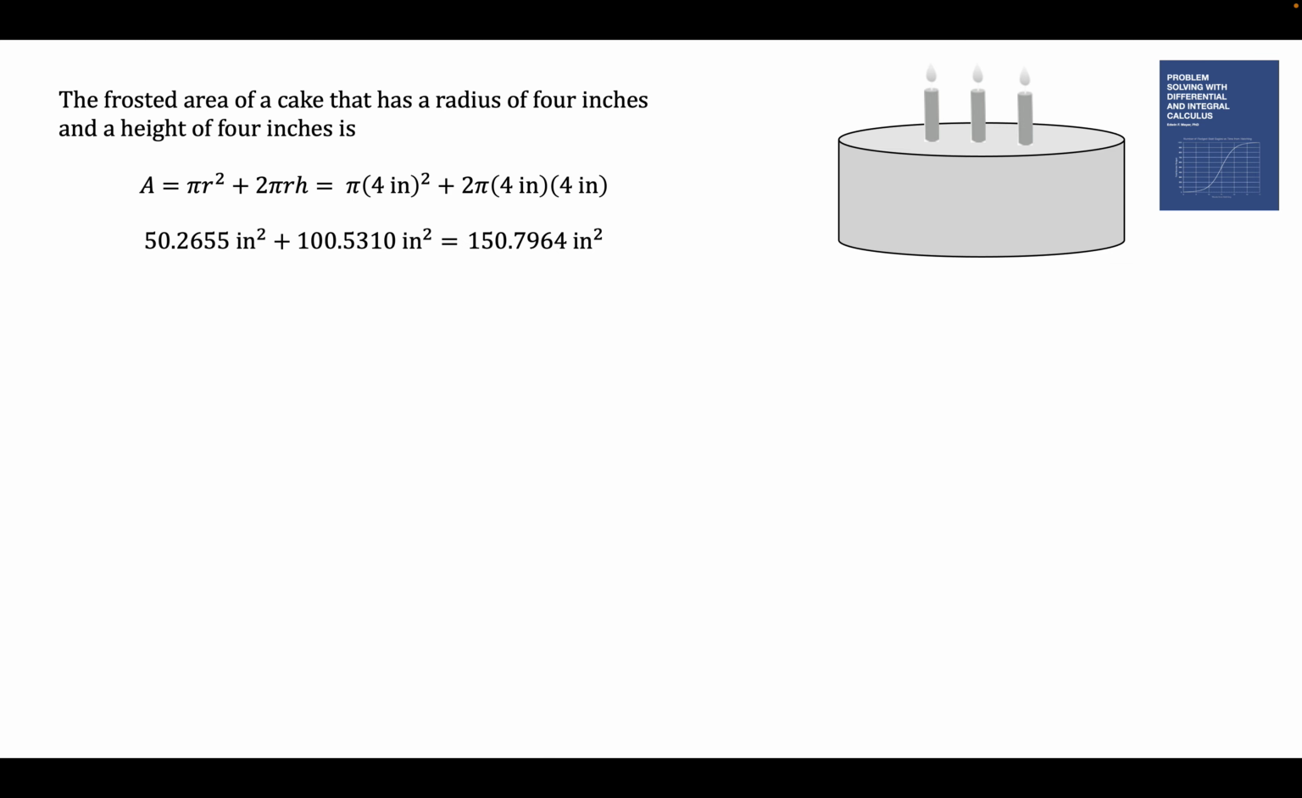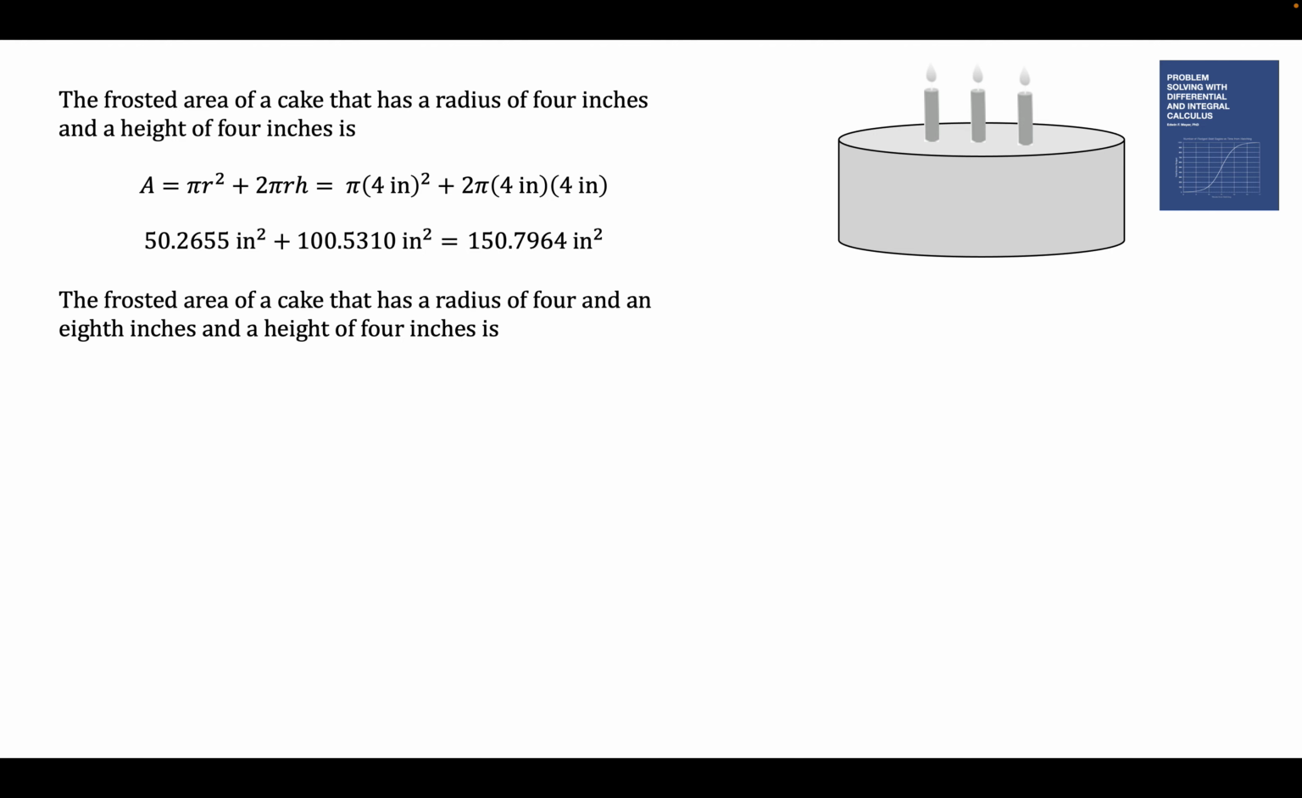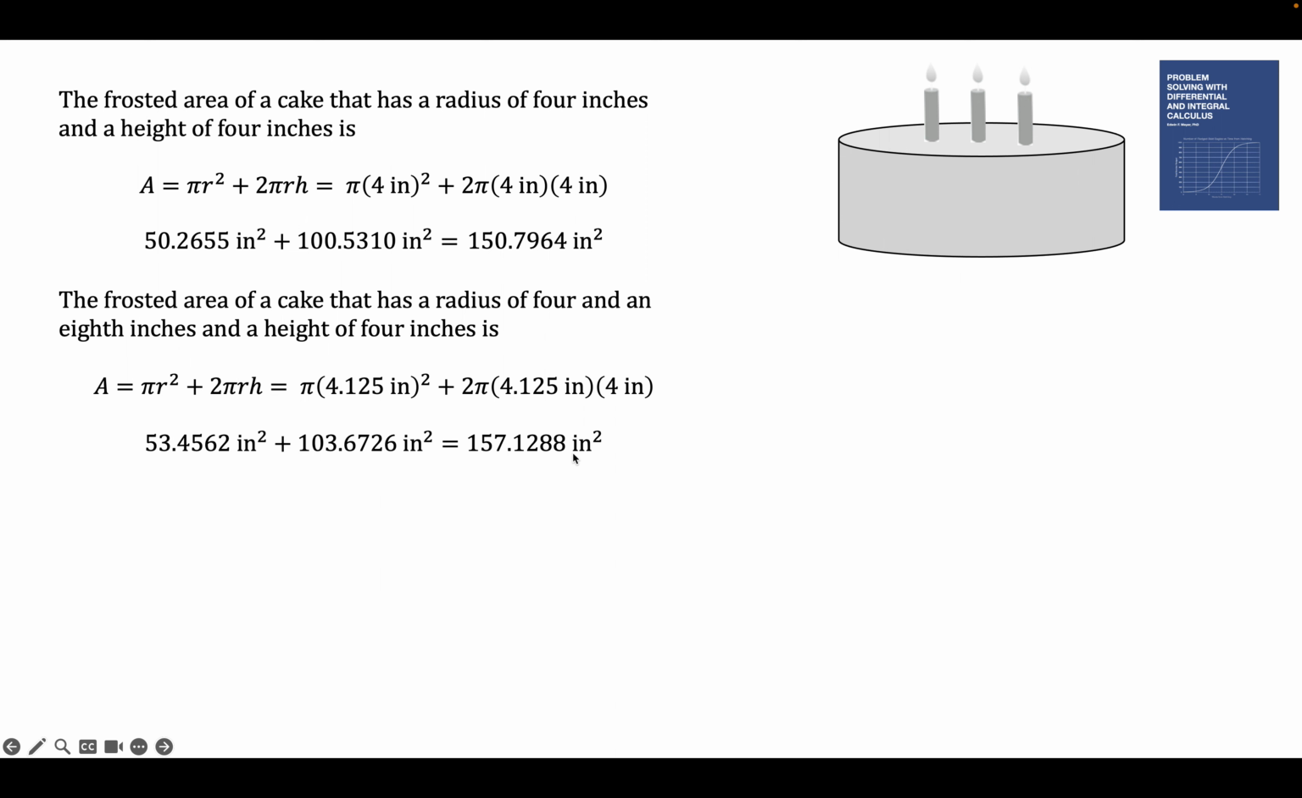Now we're going to plug in 4 1/8 inch for the radius. There's the normal equation. And we get 157.1288 square inches. And if we subtract these two, we get the difference in the frosted area. And it's the same as we got with the difference equation, as we expected.